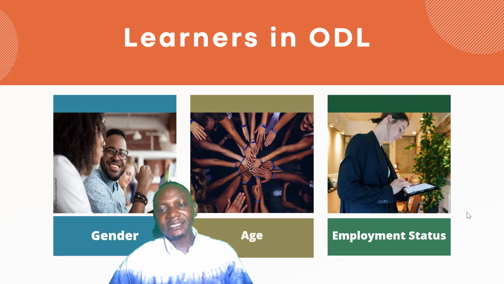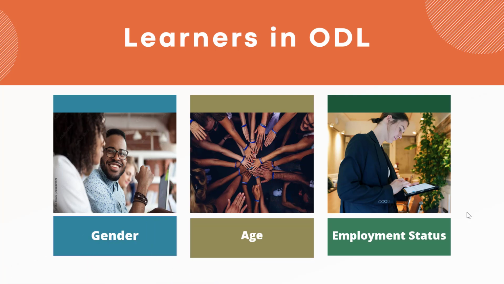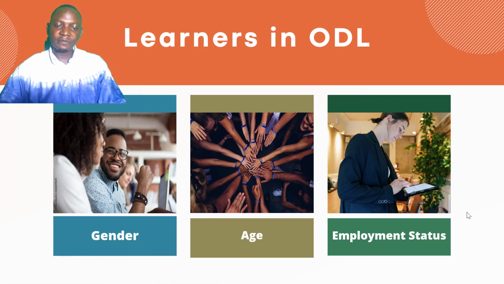Now, the learners in ODL. We have various learners in ODL. In a traditional classroom, you have people of your age group in the same class. So we can say categorically that you are peers, of the same age range. But in ODL, it's not like that. Now, let us see some of the characteristics of the learners in ODL.